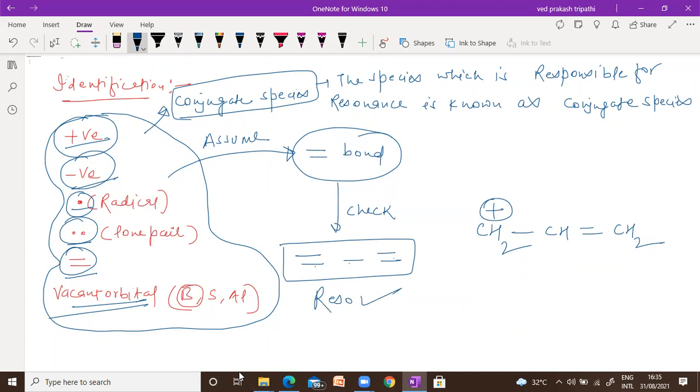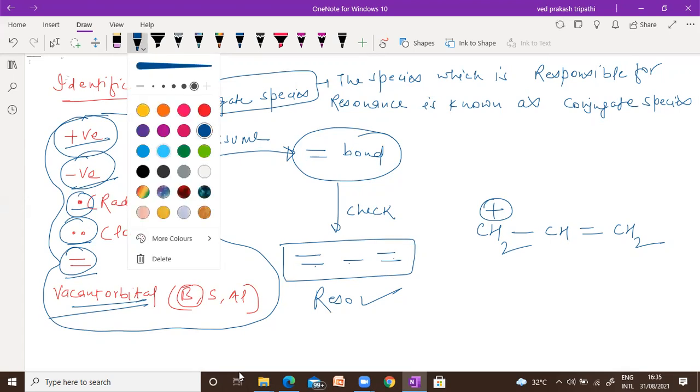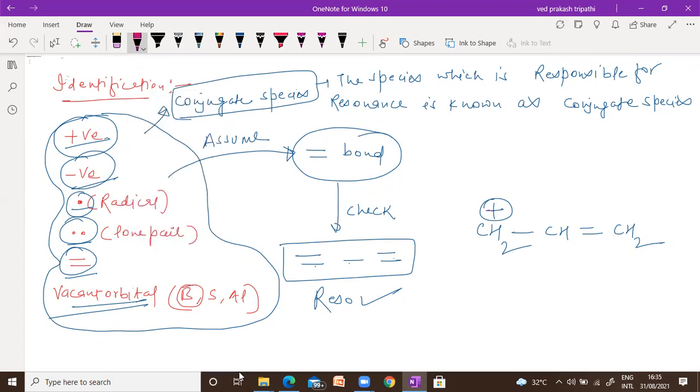Suppose like this, we have a compound and you can see here, this is a positive charge. It means it is a conjugate species, and you can assume this one as a double. So after assuming this one as a double, you can see double, then single, and again double is coming. It means double, single, double is followed here. So we can say it will show resonance because it has a double, single, and double.